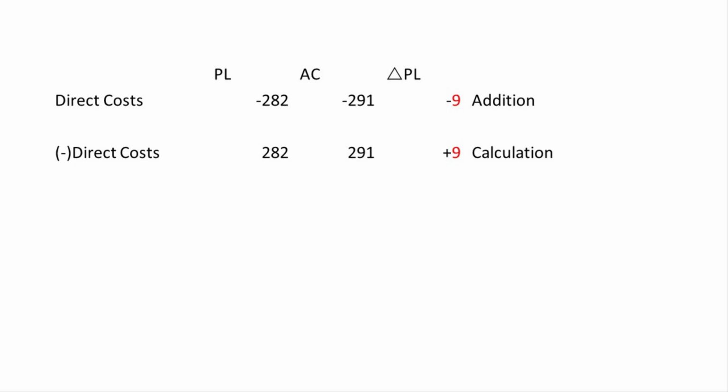In the first line item, we can see the actual is minus 291 and the plan is minus 282, so our variance, also minus 9, is negative. In the second line item, we're showing all the numbers in a positive way, and we're indicating that this needs to be subtracted from the other numbers by the small minus symbol in front of the text direct cost. So those are two options to show the variance.